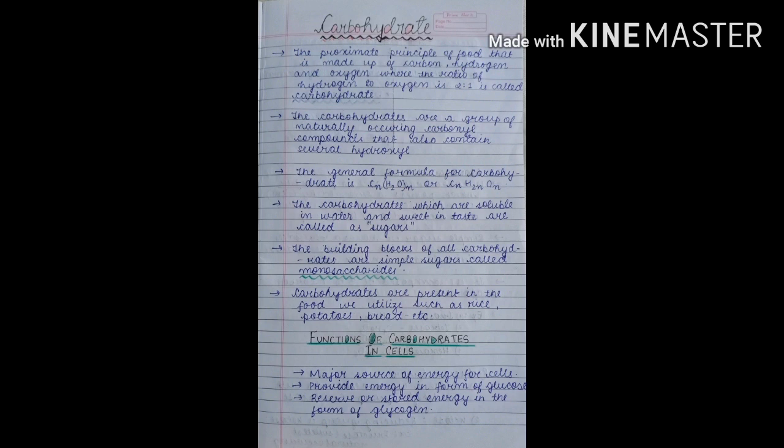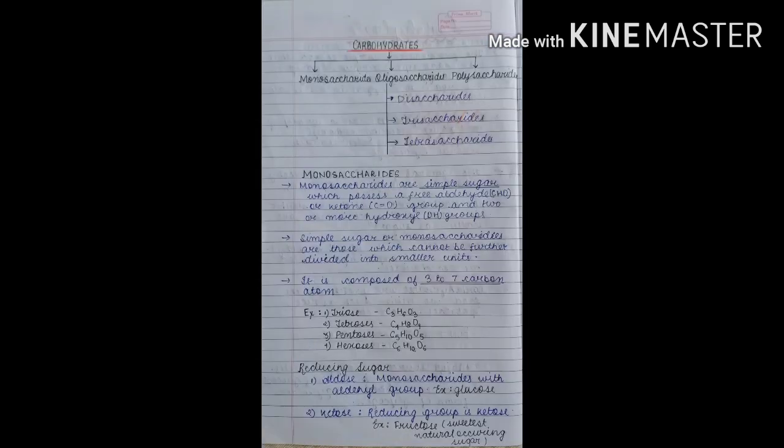In biology, we refer to carbohydrates by sugar units or saccharides. The saccharides are basically hexagonal in shape, so the bond formed is also hexagonal. The functions of carbohydrates in cells are: a major source of energy for the cell, providing energy in the form of glucose, and reserve or stored energy in the form of glycogen.